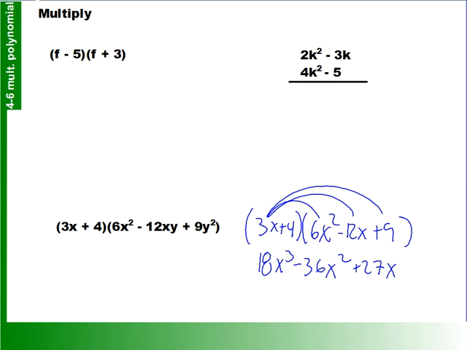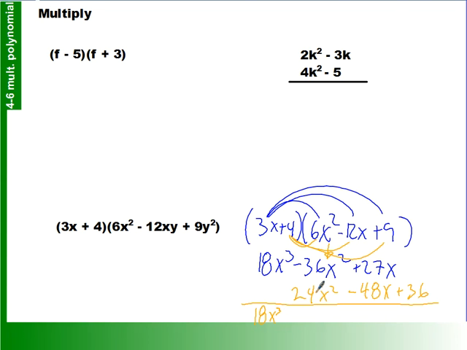Well, now for our smiley faces, 4 times 6x squared is going to be 24x squared. And notice how I'm stacking the similar terms. 4 times negative 12x is going to be negative 48x. And then 4 times 9 is going to be positive 36. So let's combine the similar terms. Is anything similar with the x to the third? No. So we just bring it down. So we have 18x to the third.